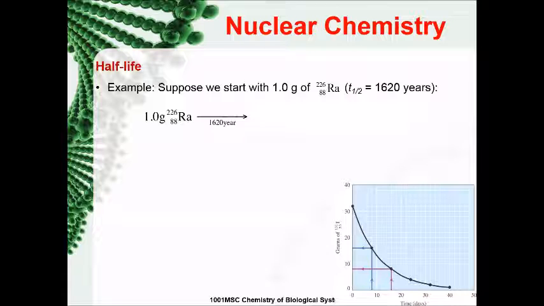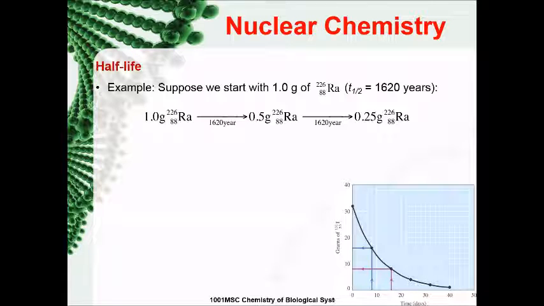Let's practice some examples related to the half-life concept. Suppose we start with 1 gram of the radium-226 isotope, which has a half-life of 1,620 years. So, after 1,620 years, the element decays and the mass drops to 0.5 grams. After another 1,620 years, the mass will drop to 0.25 grams, and so on.